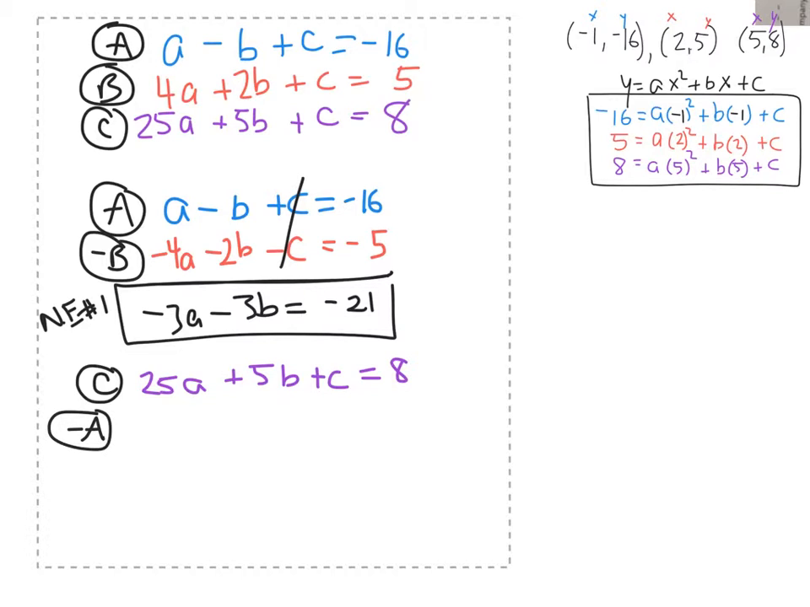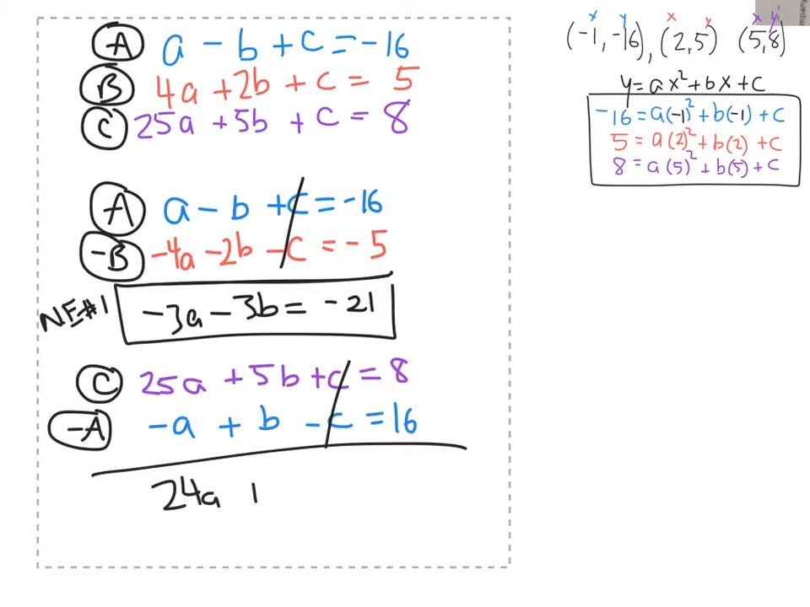Okay, I want to change all the a values. So instead of a, I want to have a negative a. Instead of negative b, I want to have a positive 1b. Instead of plus c, it's going to be a minus c. And instead of a negative 16, it's going to be a positive 16. And now I'll be able to combine these guys, cancel the c's, and I'll get 24a plus 6b equals 24. And this is actually my new equation number 2.